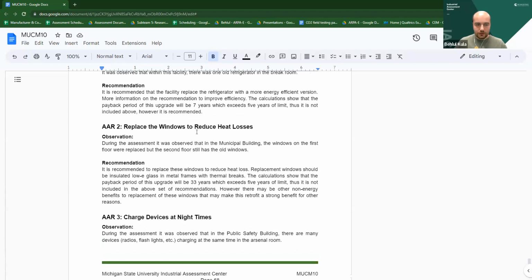You can remind it. And also the windows. The first floor of the municipal building has windows that are already upgraded or replaced, but the second floor has the old windows. Again, we tried to calculate how much savings you could get if you replace them. It's around 33 years, because we have many windows. In terms of energy savings, it will be too much. The payback period is around 30 years.